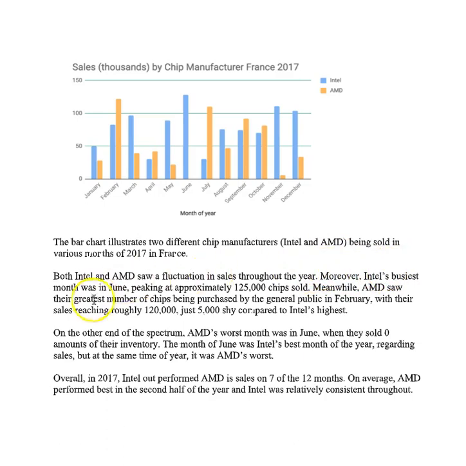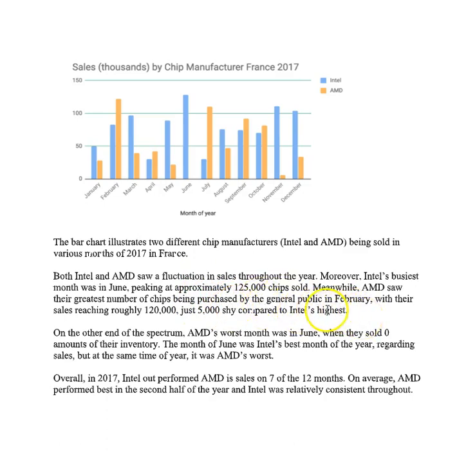Moreover, Intel's busiest month was in June, peaking at approximately 125,000 chips sold. Meanwhile, AMD saw their greatest number of chips being purchased by the general public in February, with their sales reaching roughly 120,000, just 5,000 shy of Intel's highest number. Okay, so when we use shy, we say shy of. And it's a great phrase to use. Just make sure you're using shy of. So just 5,000 units shy of Intel's highest number.